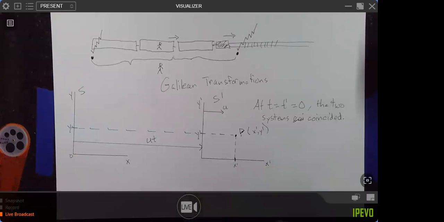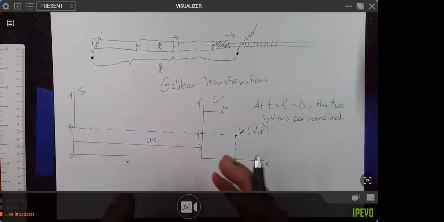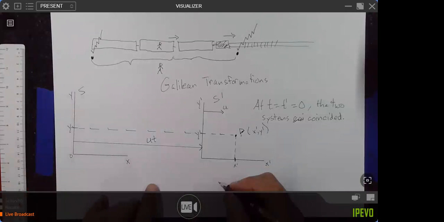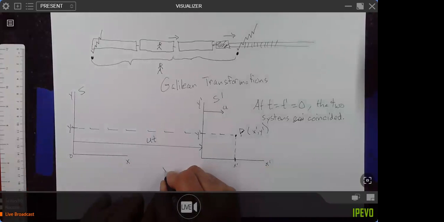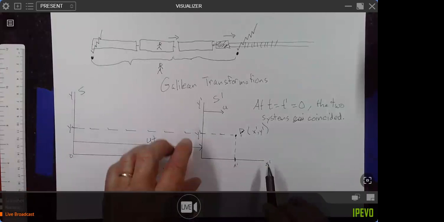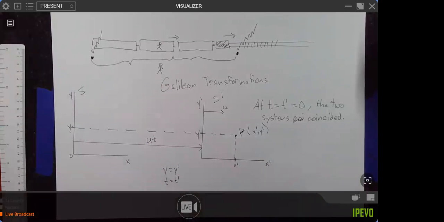And so we could get something like this. If you were to make transformations from one of these reference systems to the other, the things they would always agree on are y and y prime. They would agree on time. They'd say t is equal to t prime. We started the clocks in both of them when the prime system was on top of the other one.